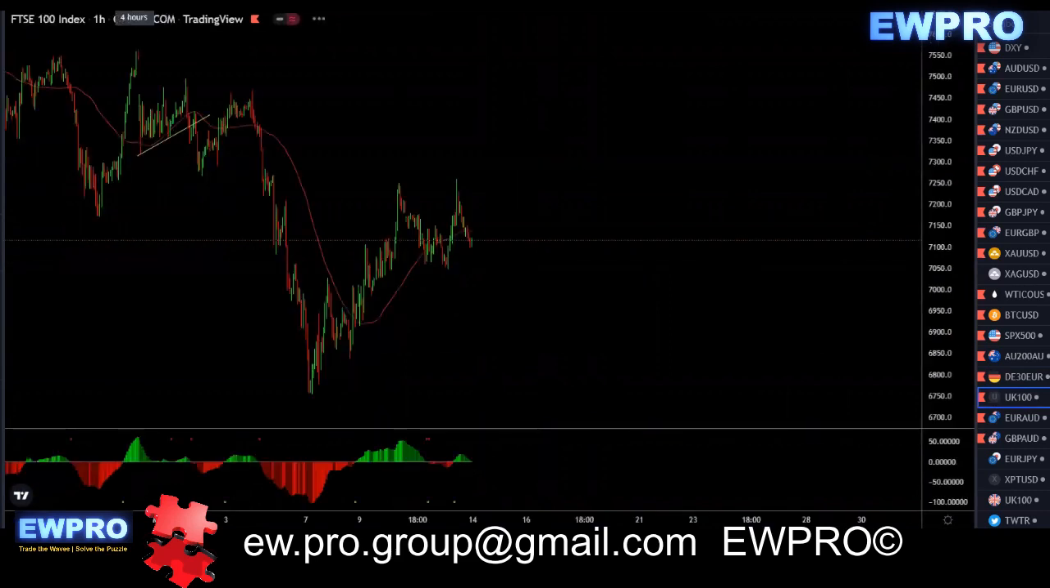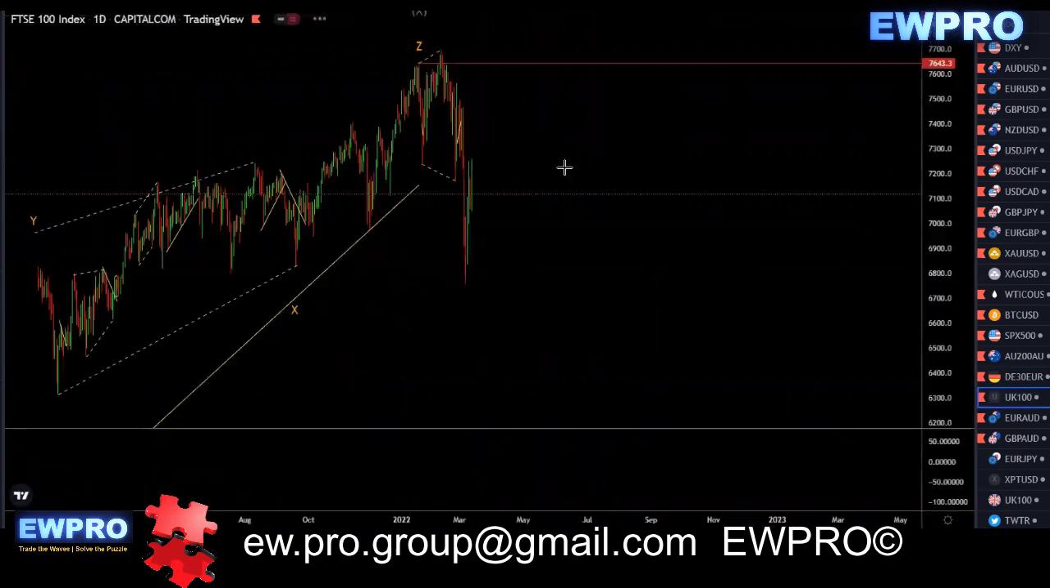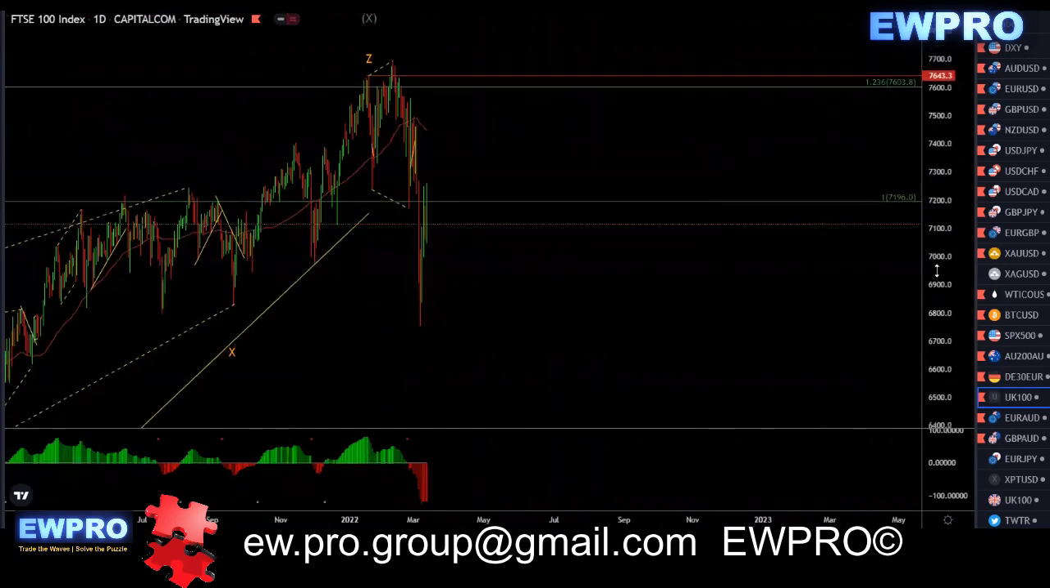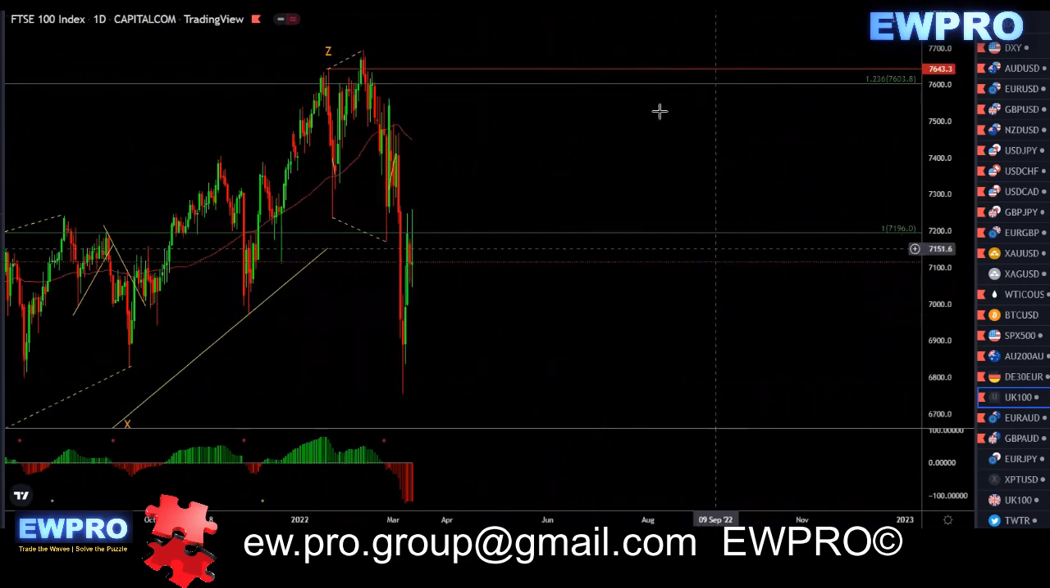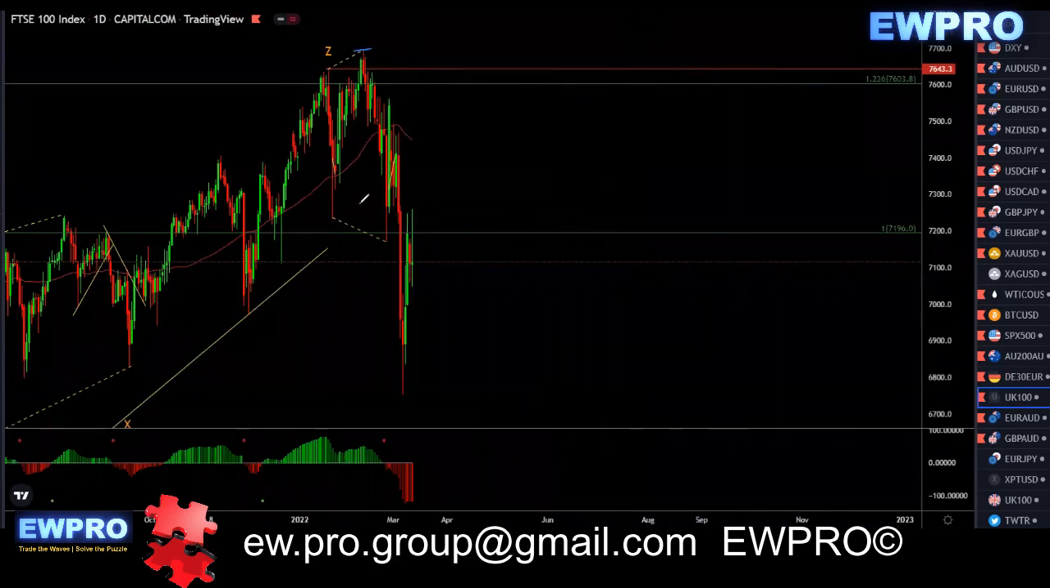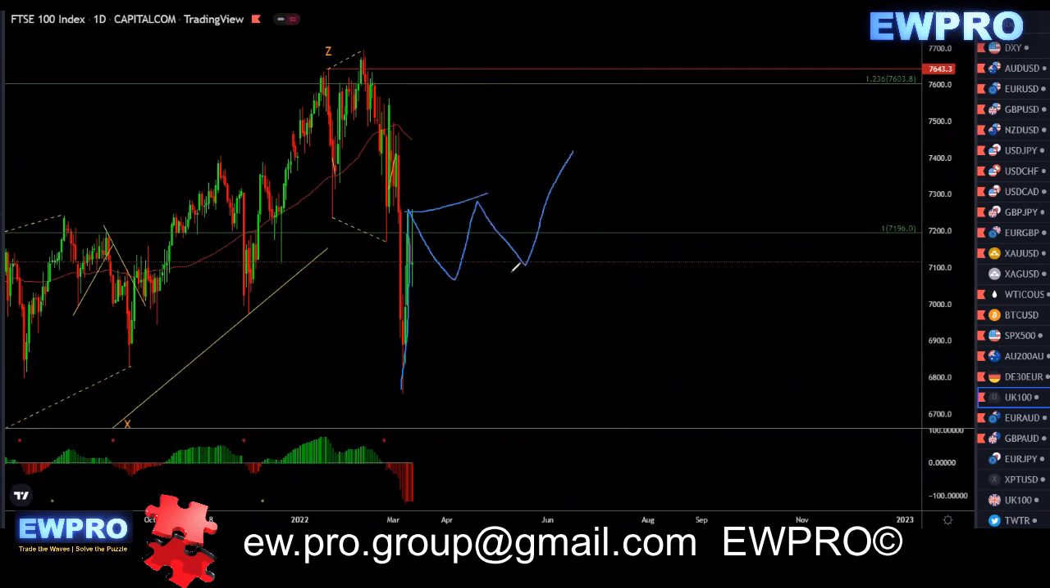The FTSE on the daily is very similar. They're all very similar, these indices. This was strange because we broke that top. I was just looking for an A, B, C in here, and then possibly more upside. We have to look at it as one impulse down. We got a lower low, so we're looking for whatever's happening in here as a correction before we get an A, B, C.